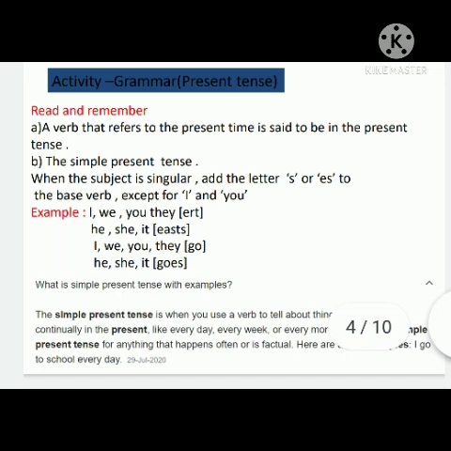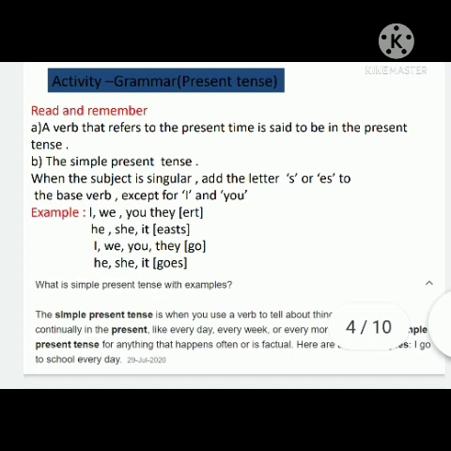Okay, children. Let me know how many of you know about the tense. How many tenses are there? Yes, there are 3 kinds of tense in English grammar: present tense, past tense, future tense. So today we are going to learn the first one, present tense.